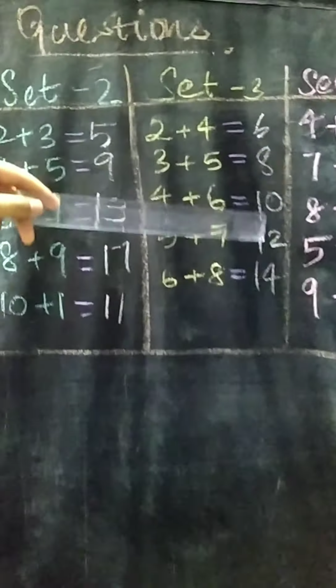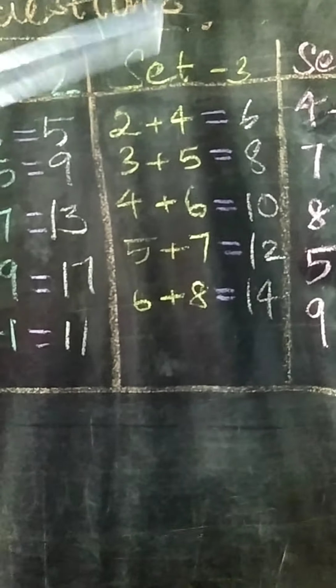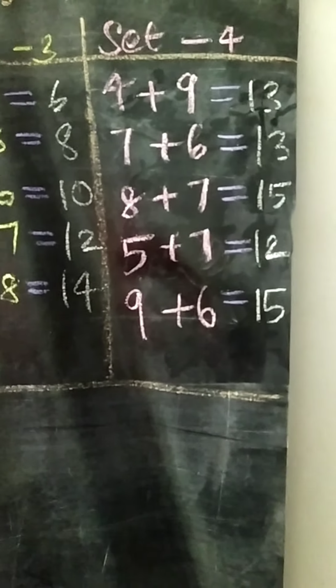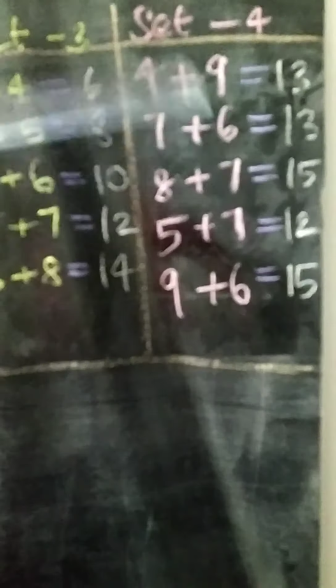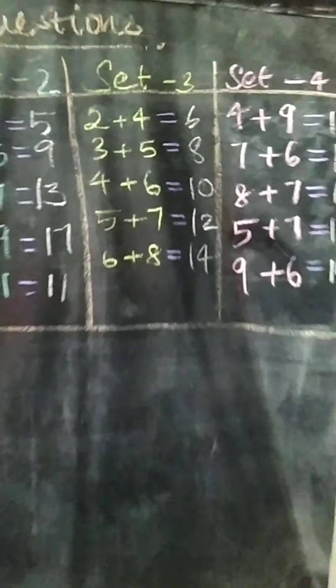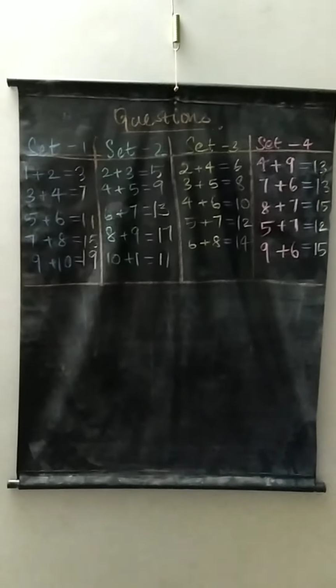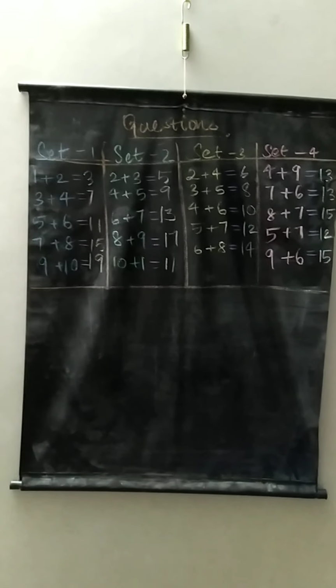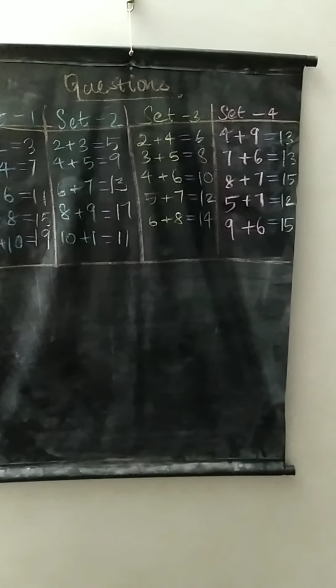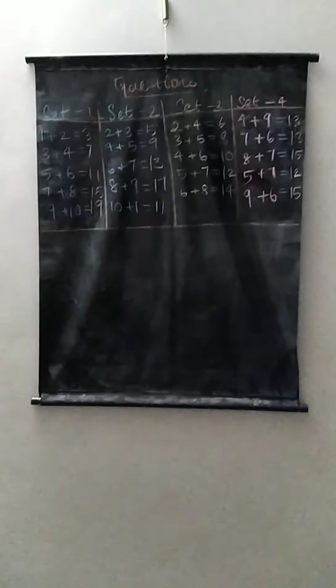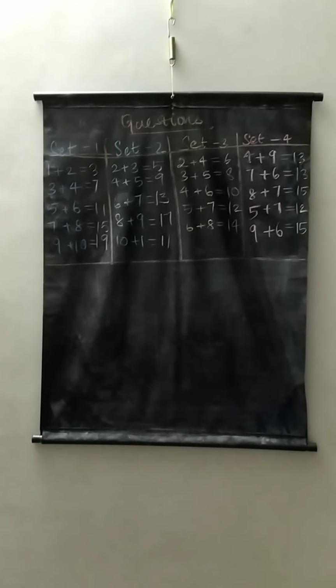6, 8, 10, 12 and 14 respectively for set 3. 13, 13, 15, 12 and 15 respectively for set 4. These are your answers. Now let's summarize the topic, and I'll give you some notes that you can take down and that will be useful and make it easier to add numbers. Let's proceed to the summary.